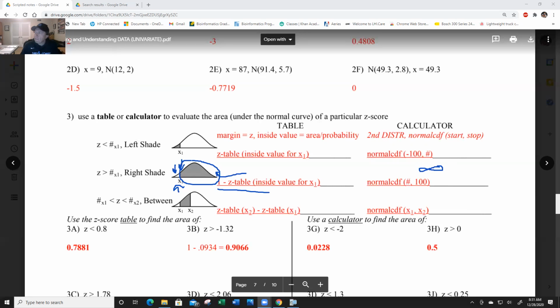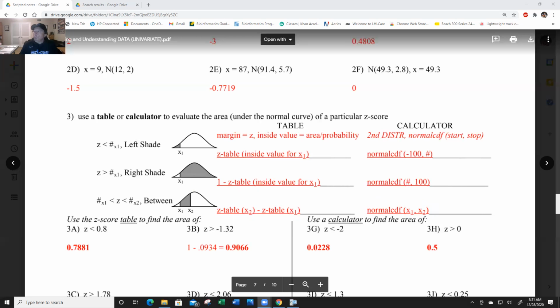Then the next one could be between two numbers. You want to know the area between x1 and x2. If that's the case, you're going to take the table number for x2 and subtract the table number for x1. You'll be left with that area. And in the normal CDF, you're going to enter the left bound and the right bound. Okay, this will all make sense to you soon. I'm going to be demonstrating that now.